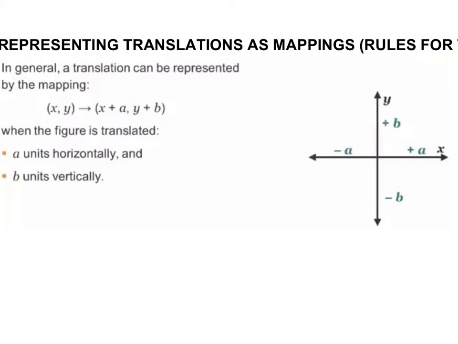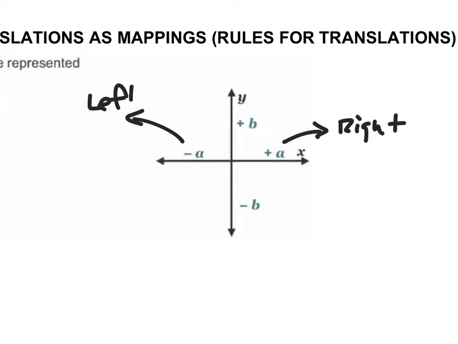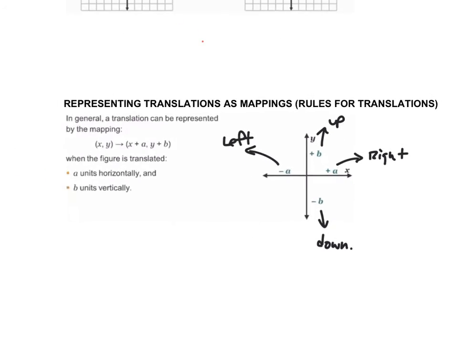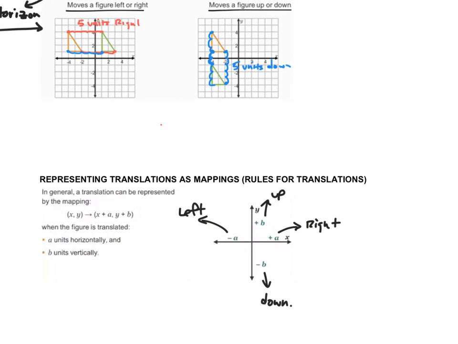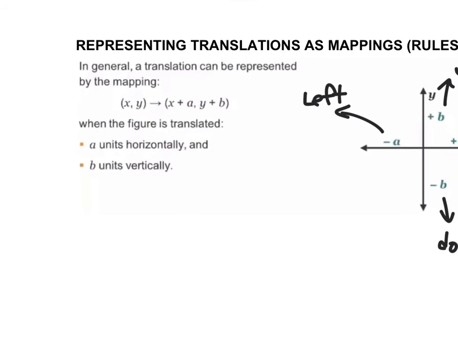So let's write that here. Positive A values means we move it to the right. Negative A values means we move it to the left. Positive B values means we move it up. And negative B values means we move it down. And that's how we use that. So let's take a look. We're going to use this concept here.